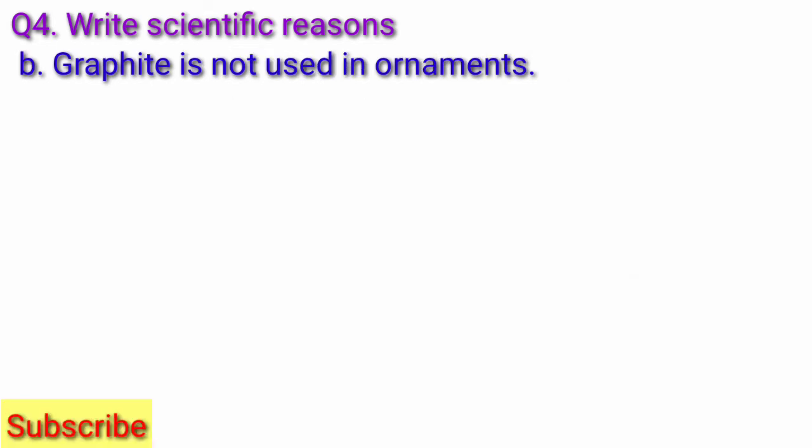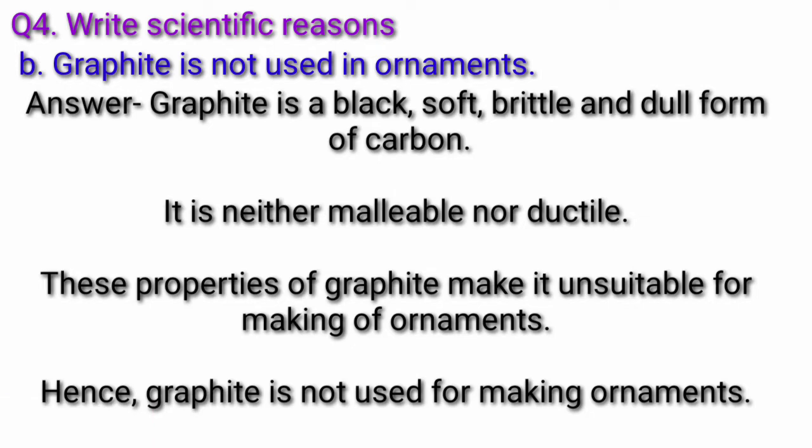Question B. Graphite is not used in ornaments. Answer. Graphite is a black, soft, brittle, and dull form of carbon. It is neither malleable nor ductile. These properties of graphite make it unsuitable for making ornaments. Hence, graphite is not used for making ornaments.